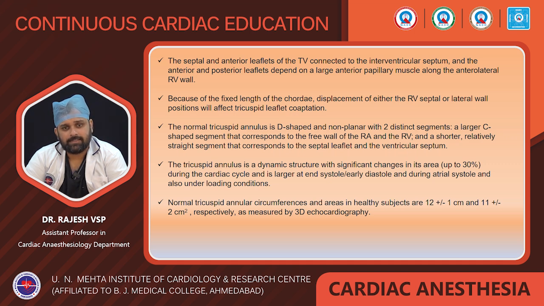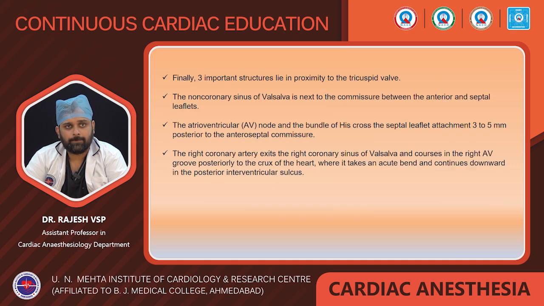The tricuspid annulus is a dynamic structure, with significant area changes of up to 30% during the cardiac cycle. Normal tricuspid annular circumference is 12 plus or minus 1 centimeters, and area 11 plus or minus 1 square centimeters, in healthy subjects. Finally, three important structures lie in proximity to the tricuspid valve and should be remembered.